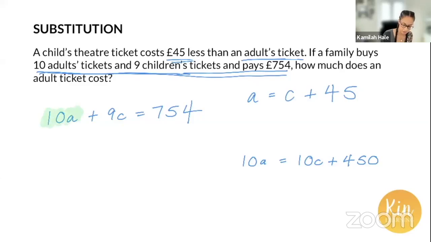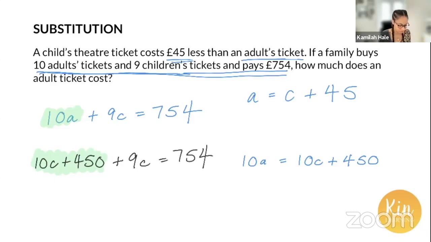So this becomes 10C plus 450 plus 9C equals 754. Okay, can you simplify for me, please? Someone sent me an answer there. Let me see if you are correct. Good. Someone sent me the adult price. Good, well done.